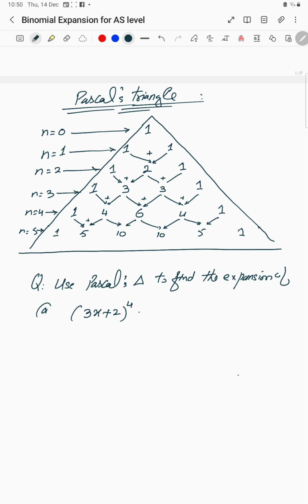As here, what is n? N is 4. So from a Pascal triangle, the coefficient of the expansion should be out of this pattern 1, 4, 6, when n is 4. So we can say here, the first term.